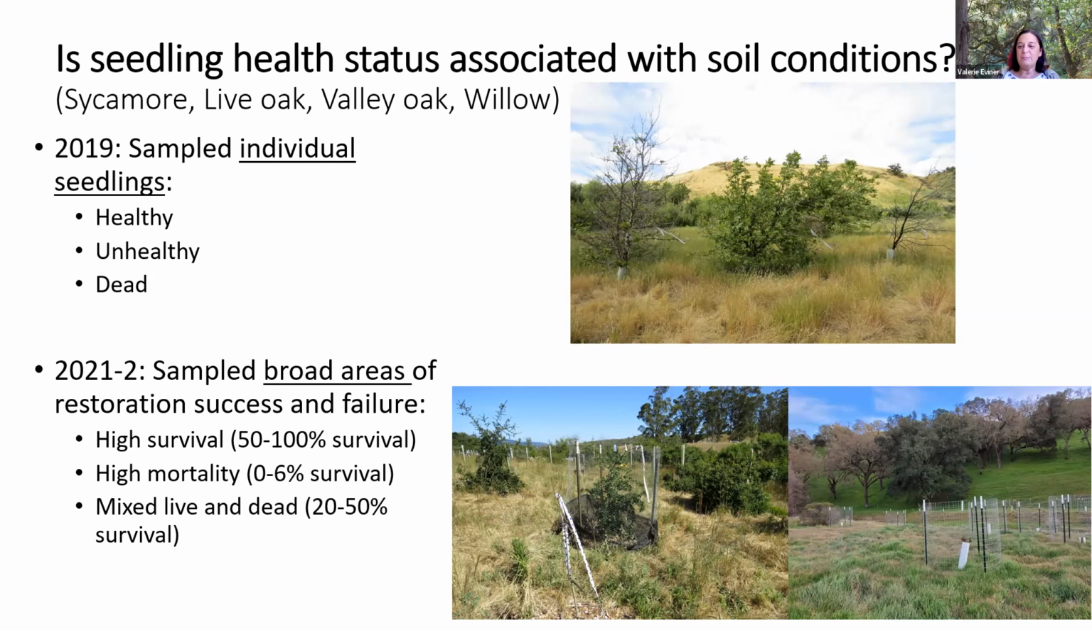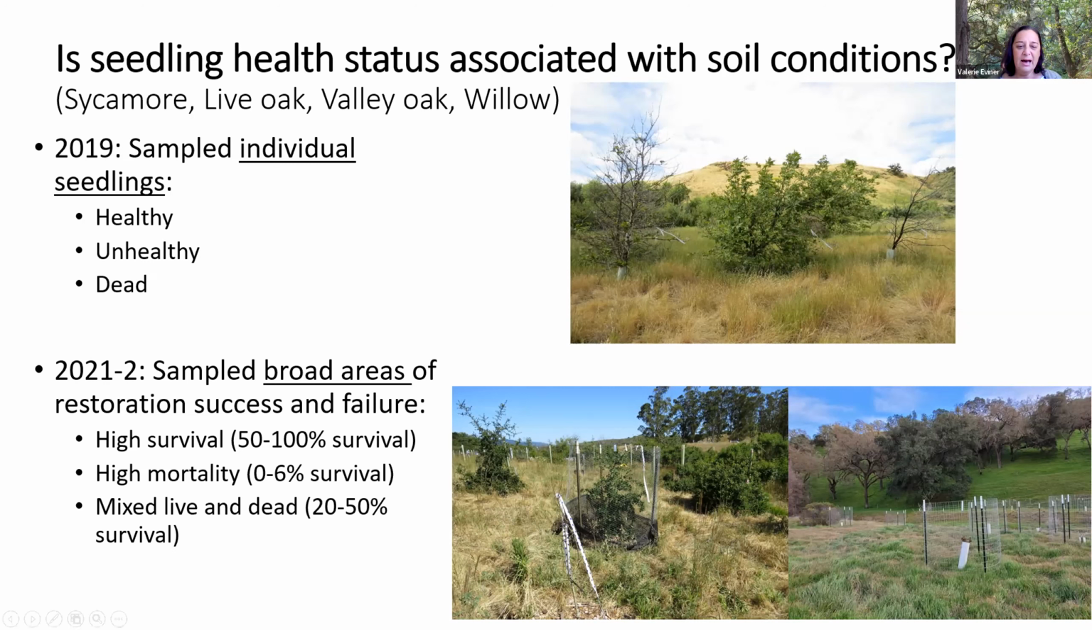So we looked at ones that were nearby each other to see how soil conditions may have varied in relation to health status. Then in this last year, we did a similar thing, but we actually looked at broad areas of the floodplains that had either high survival, which was 50 to 100% survival of tree seedlings, high mortality, which is only 0 to 6% survival of seedlings, or a real hodgepodge of a mix of live and dead seedlings, so about 20 to 50% survival.